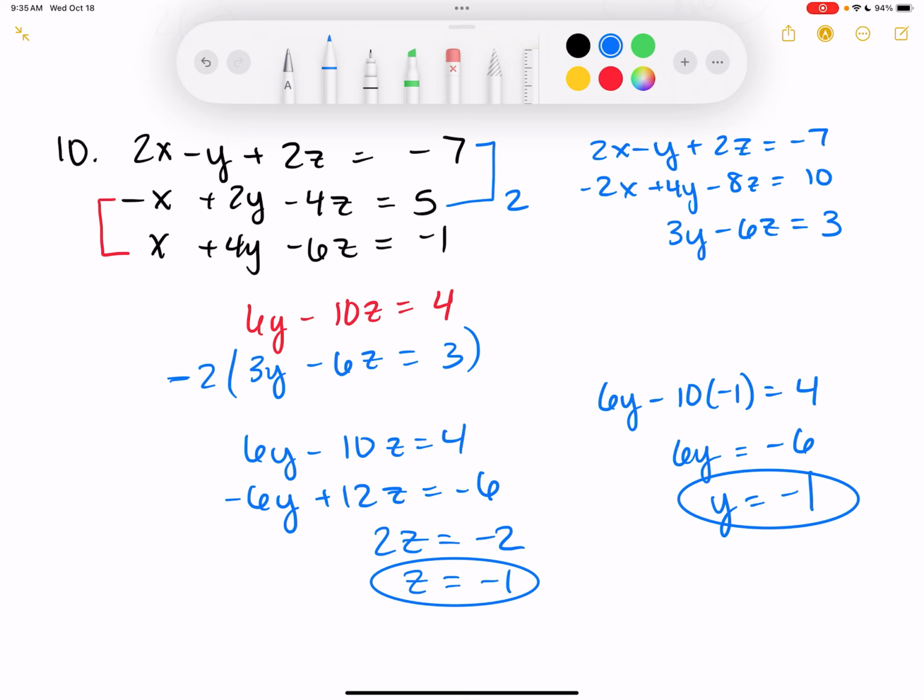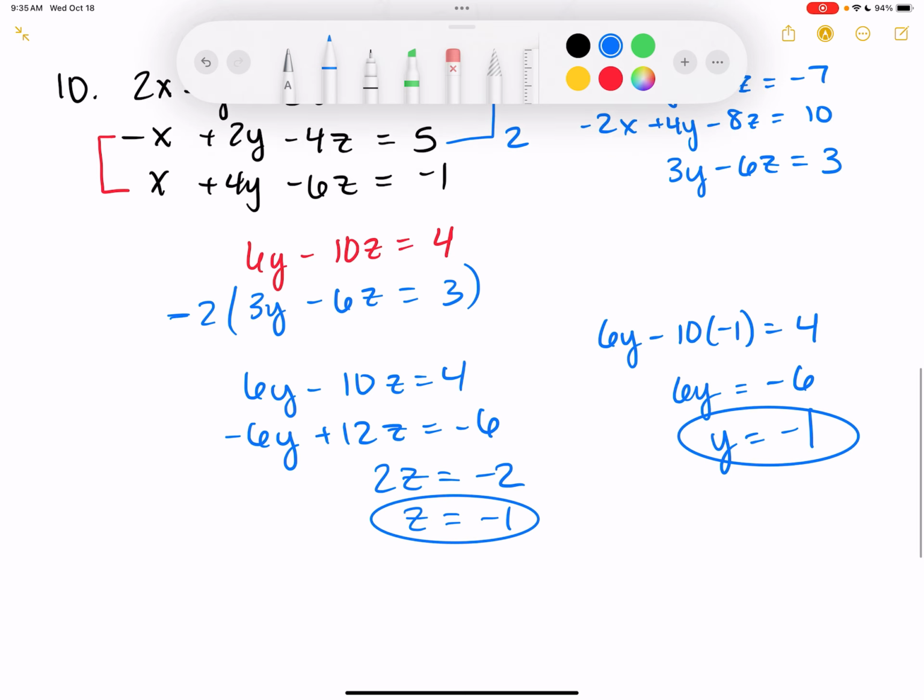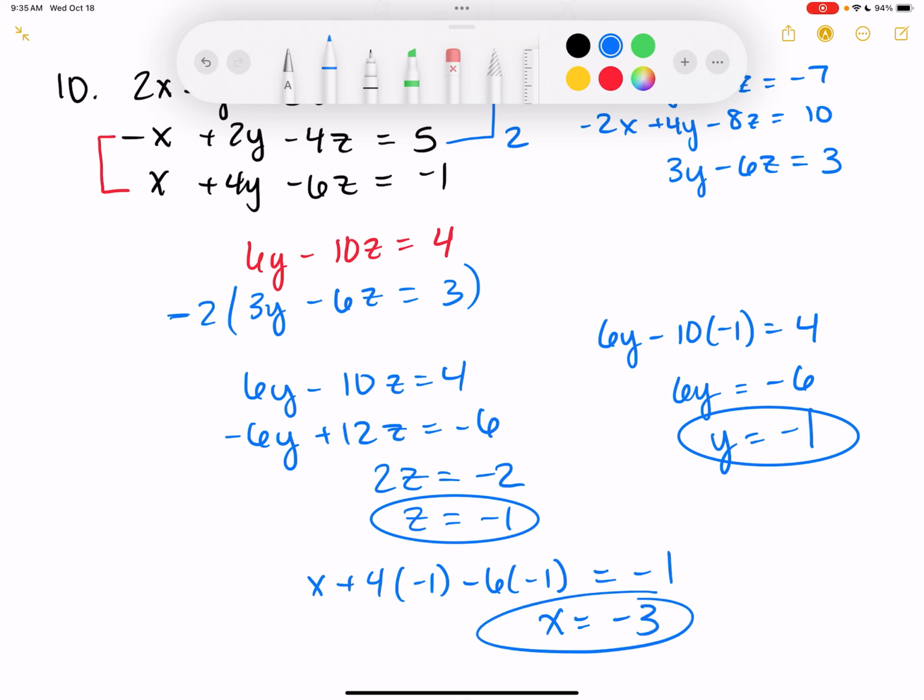And then now we can take these two numbers and plug them into one of the originals up here. So I'm going to do the one that already has x by itself. So x plus 4 times -1 minus 6 times -1 equals -1. So that's negative 4 plus 6 is going to be 2. So subtract 2. So x is equal to negative 3. And then always write your answer as an ordered triple. So negative 3, negative 1, negative 1.